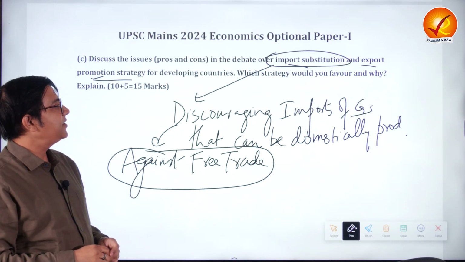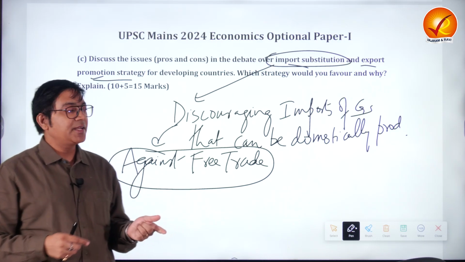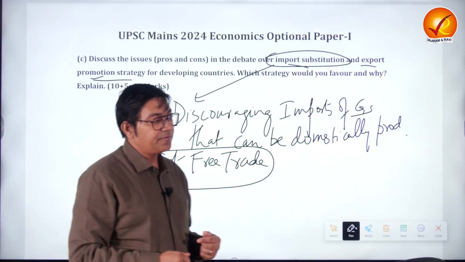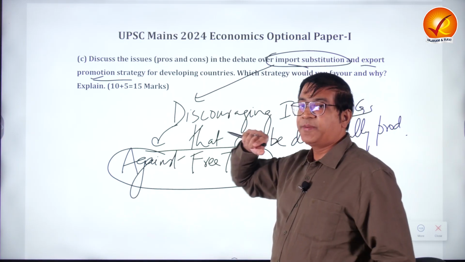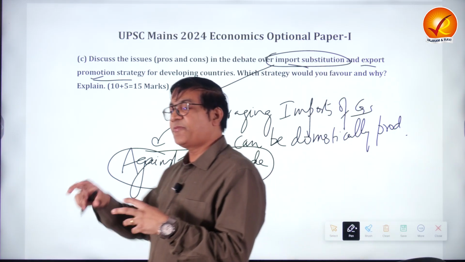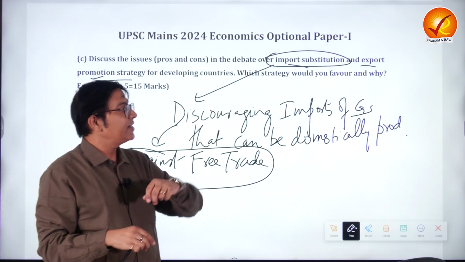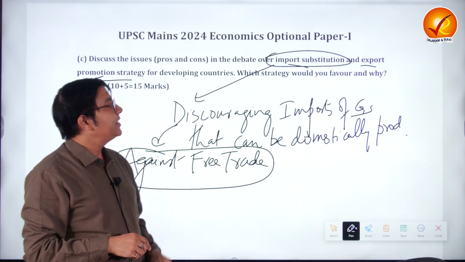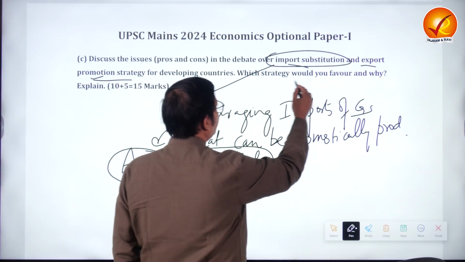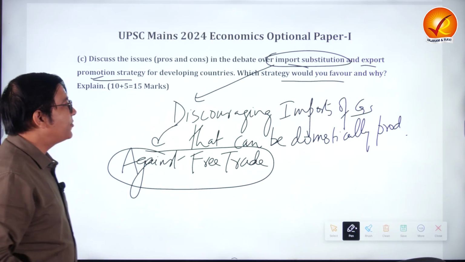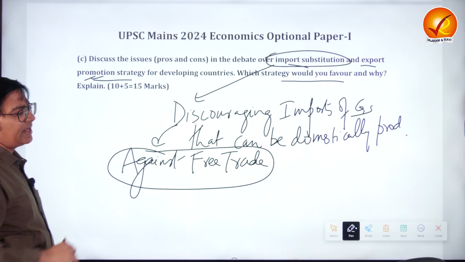Within developing countries also there are multiple combinations. You can give the example of South Korea, which was once a developing country, followed both of them together, while India just followed import substitution, not export promotion. And then after discussing all this, when they ask which one you will favor, I would say export promotion for many reasons.